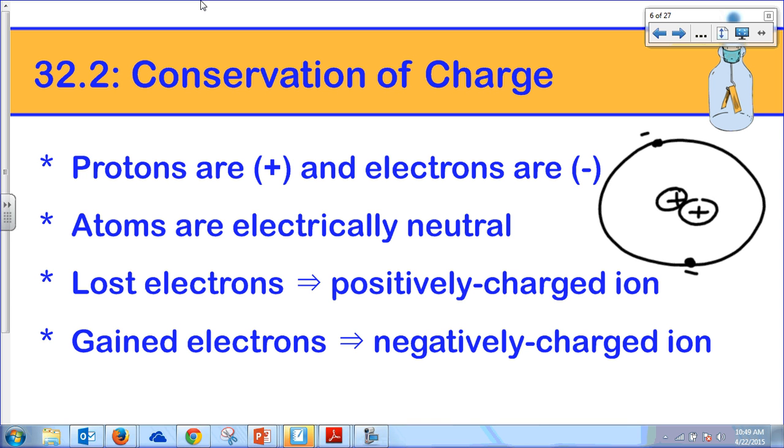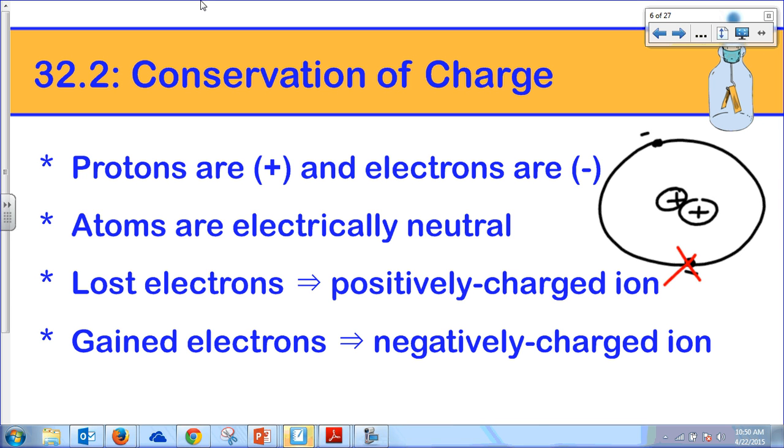Now, sometimes electrons can be lost, sometimes electrons can be gained. So let's look at what is going to happen here. Right now, we have 2 positives and 2 negatives. Positive 2, negative 2, those cancel out and make 0. But let's say that one of these electrons is lost. So this electron is going to go away.